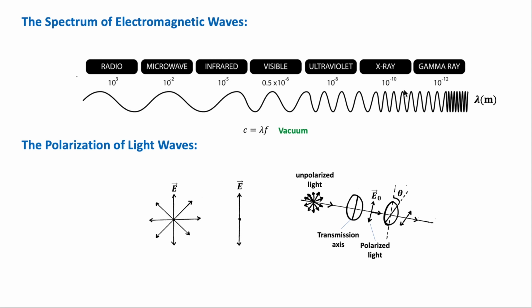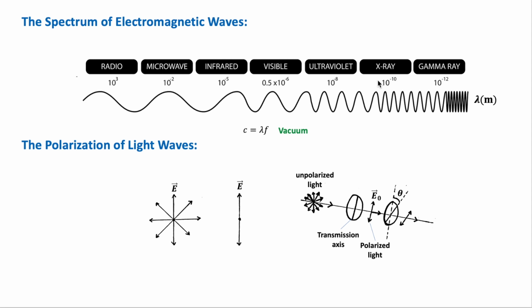Then we have X-rays with wavelengths ranging from 10 to the minus 8 meter, which is 10 nanometer, to 10 to the minus 13 meter, which is 10 to the minus 4 nanometer, okay? X-rays can be produced by high energy electrons bombarding a metal target, as we will see in other videos. And they are used in medicine and also in the study of crystals.